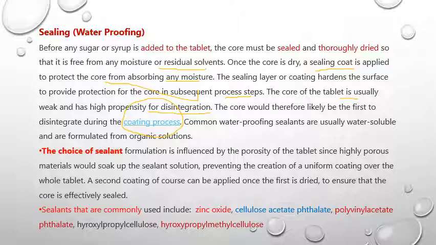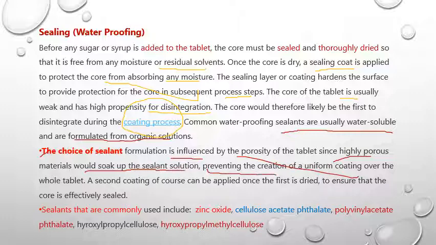The common waterproofing sealants are usually water soluble and are formulated from organic solutions. First, the choice of the sealant. The formulation is influenced by the porosity of a tablet, since a highly porous material would soak up the sealant solution, preventing the creation of a uniform coating over the whole tablet. A second coating can be applied once the first is dried.